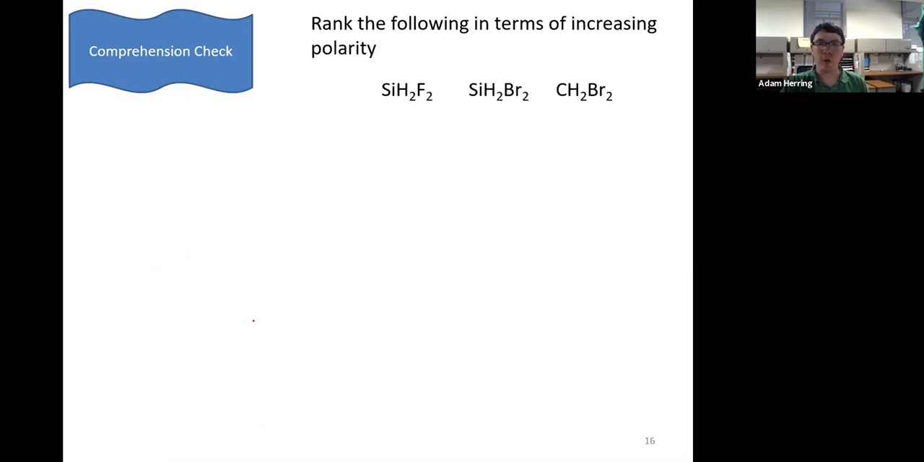All right, let's try one more. We have three molecules. Rank these in terms of increasing polarity as well. Pause the video and try this on your own. Welcome back. So how do we do this? Again, we need to draw the Lewis structures, determine the molecular shapes, and then evaluate the bond dipoles.